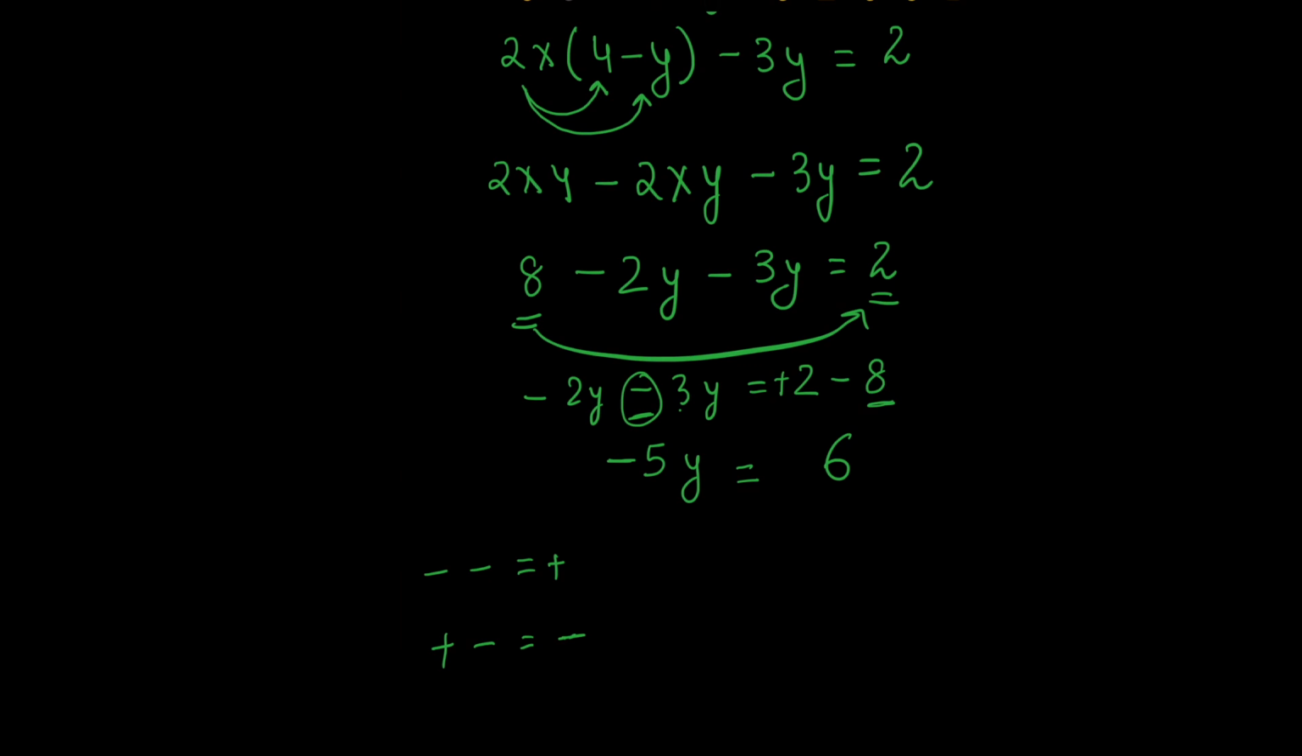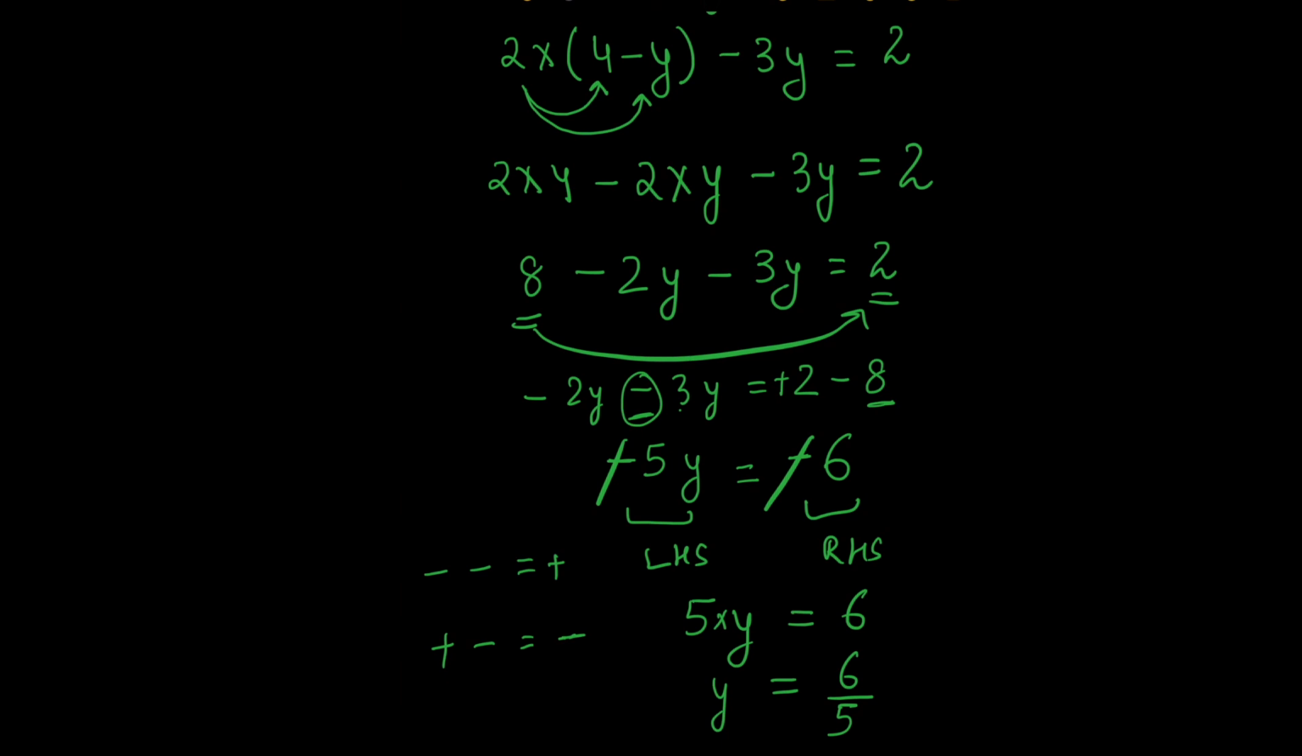Which is the largest number? 8. And what is the sign? Negative. So this becomes negative 6. And as you can see, negative is on the left hand side and it is also on the right hand side. So you can cancel the negative sign. So this becomes 5y equals 6. Now 5 is multiplied by y, so it becomes division here. So y equals 6 by 5.